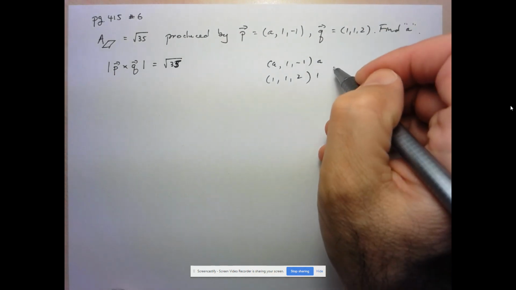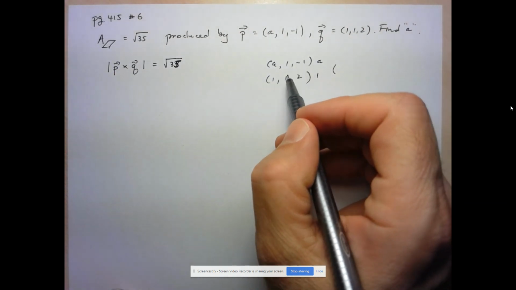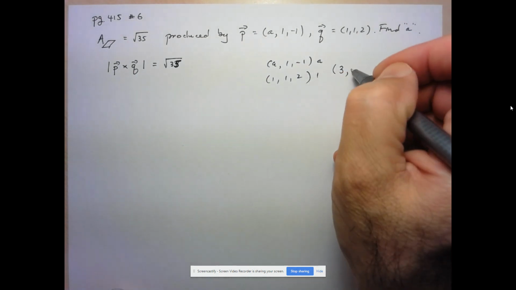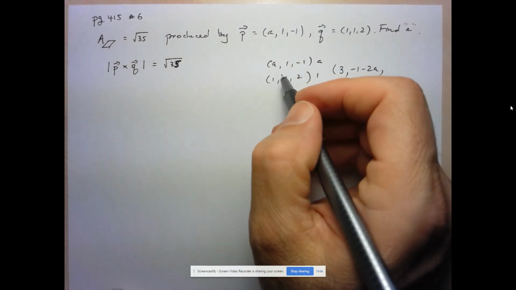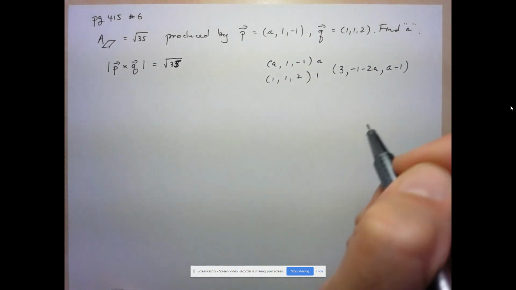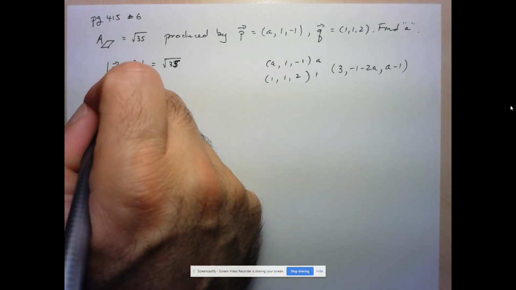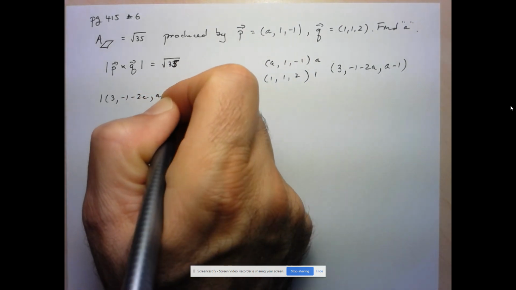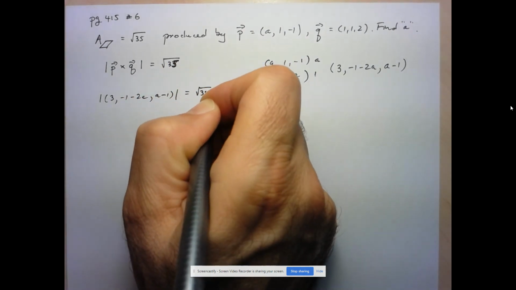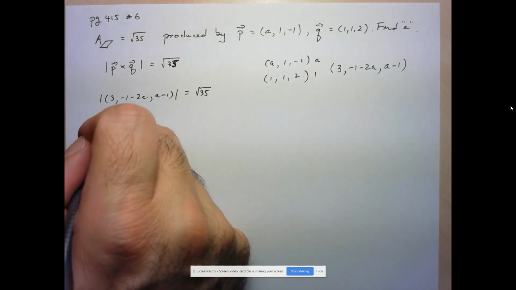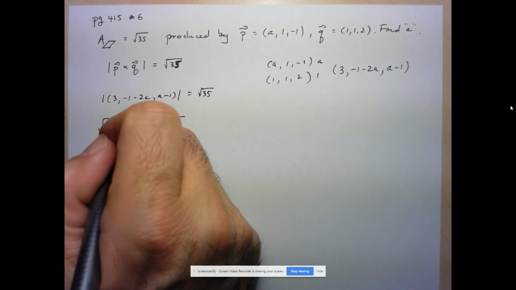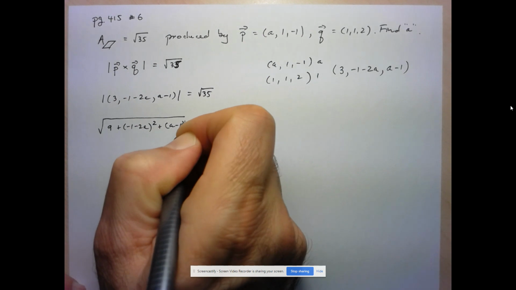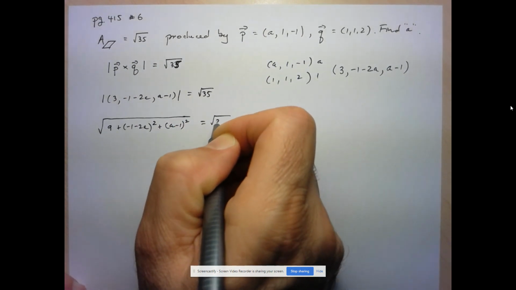Bring those over. The cross product here will be 2 minus -1, so 2 plus 1 is 3. Here we've got -1 minus 2A, and here we've got A minus 1. So we'll find the magnitude of this vector 3, -1 minus 2A, A minus 1, and that's equal to the square root of 35. This will be the square root of 3 squared, which is 9, plus (-1 minus 2A) squared, plus (A minus 1) squared, again equal to the square root of 35.